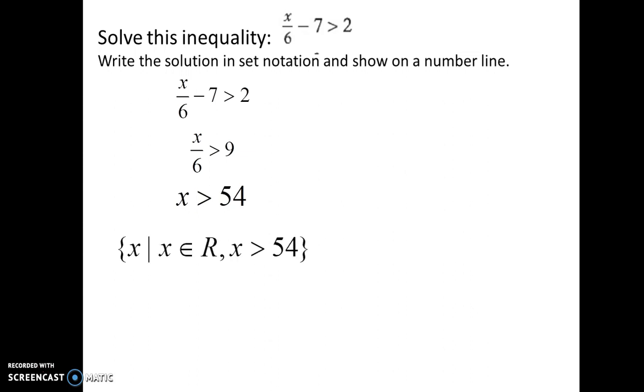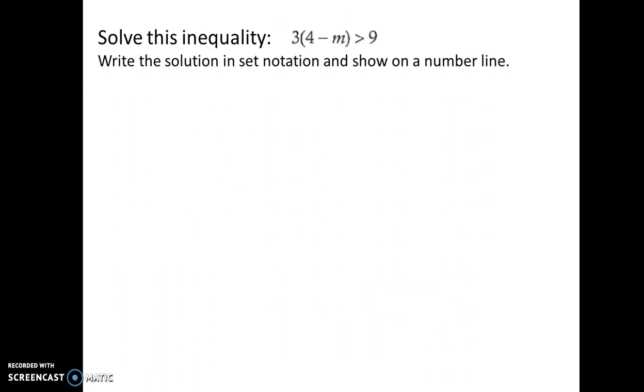In set notation, x such that x is a real number, and x is greater than 54. On a number line, I'm going to put 0 on there, 54. In this case, for sure, you wouldn't want to put all the numbers in between 0 and 54. Now we have to show x is greater than 54. So x is not 54 because there's no equal sign here. So I put an open circle, but its number is greater than it. So I'm going to put the arrow this way. X can be any number greater than 54. So what that means is x can be 55, 56, 57, 58, and onwards forever.